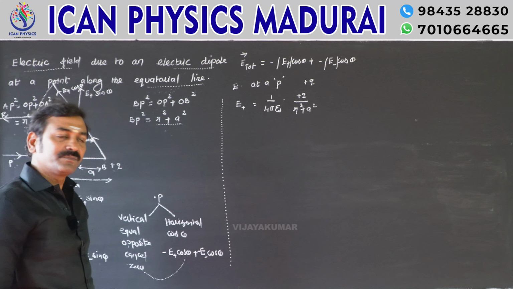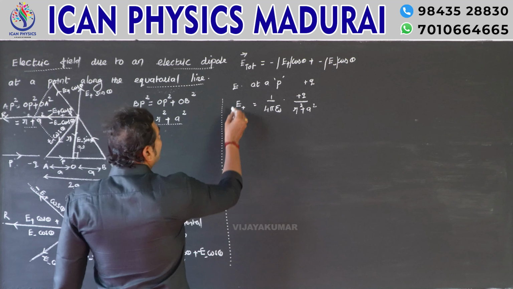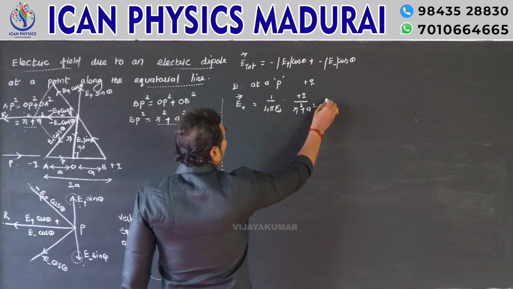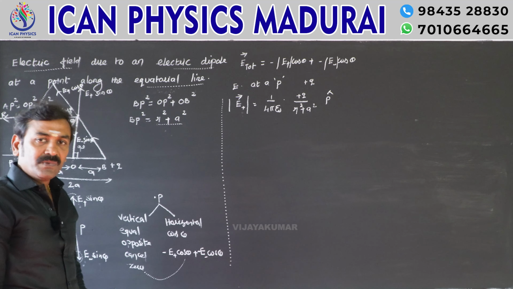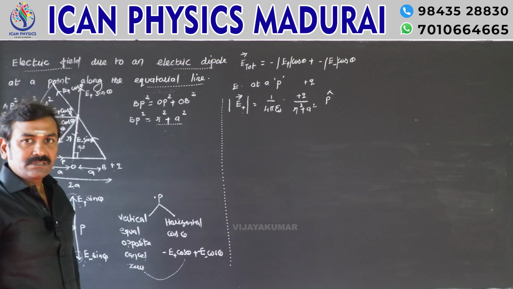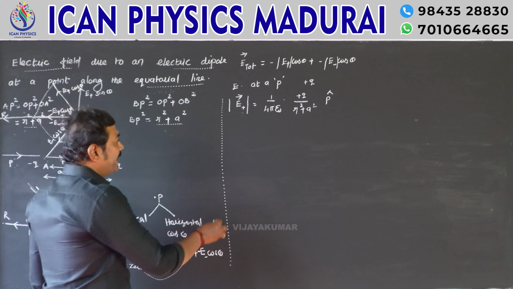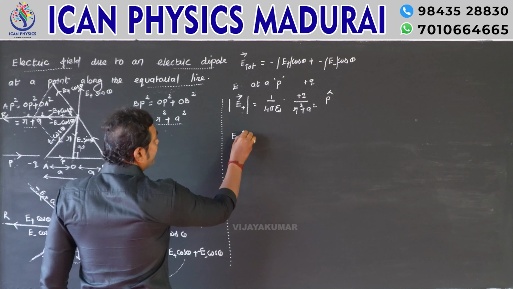Has this been understood? Right, we can write it in a more formal way: E vector, we can go for P cap. Then we can go for the modulus, taking the positive value. Do you get it now? Any doubts? No doubt. Like that we can go for the negative one.